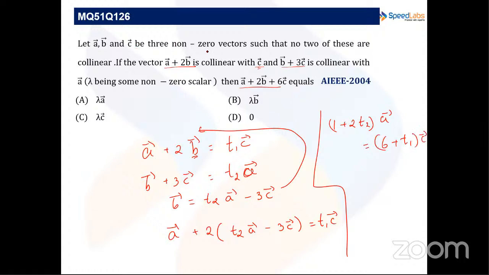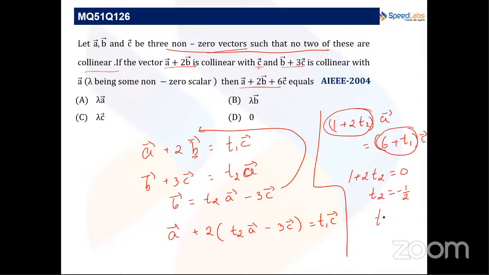Now it is also given that these vectors are non-zero as well as not collinear. So a and c will not have any linear relationship. That is, the coefficient of a and the coefficient of c must be zero. If they are not zero, then there will be a linear relationship between vector a and vector c, which is possible only when the two vectors are collinear. Here it is given that the two vectors are not collinear. So 1 plus 2T2 should be equal to 0, that is T2 should be equal to minus 1 by 2, and 6 plus T1 equals 0, so T1 will be equal to minus 6.